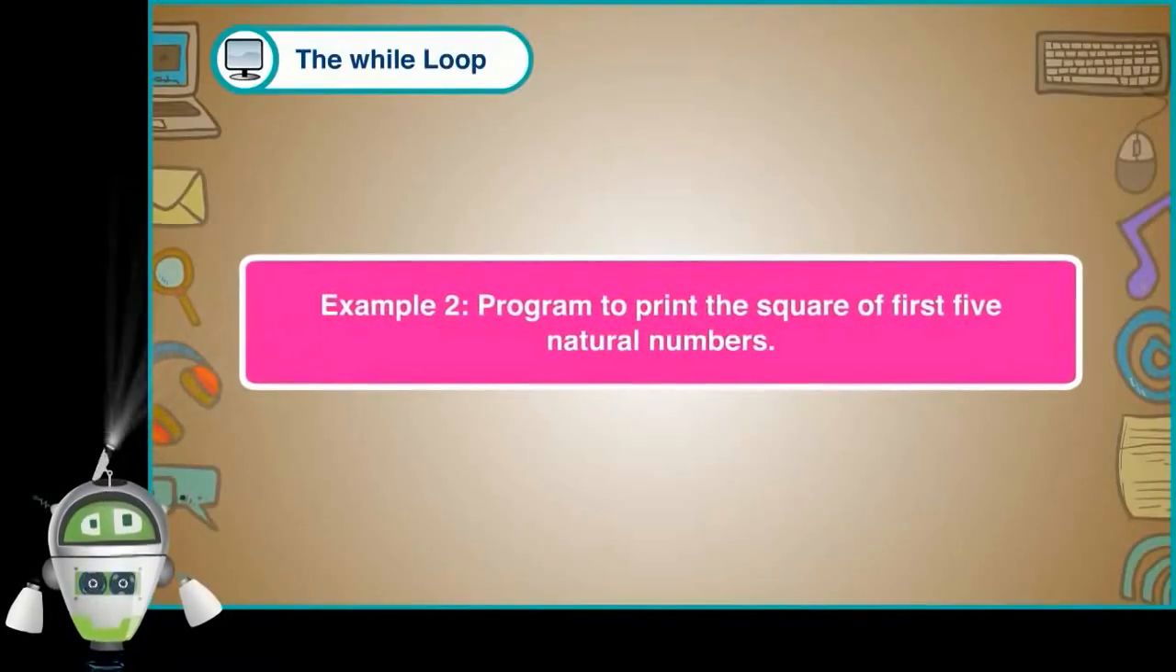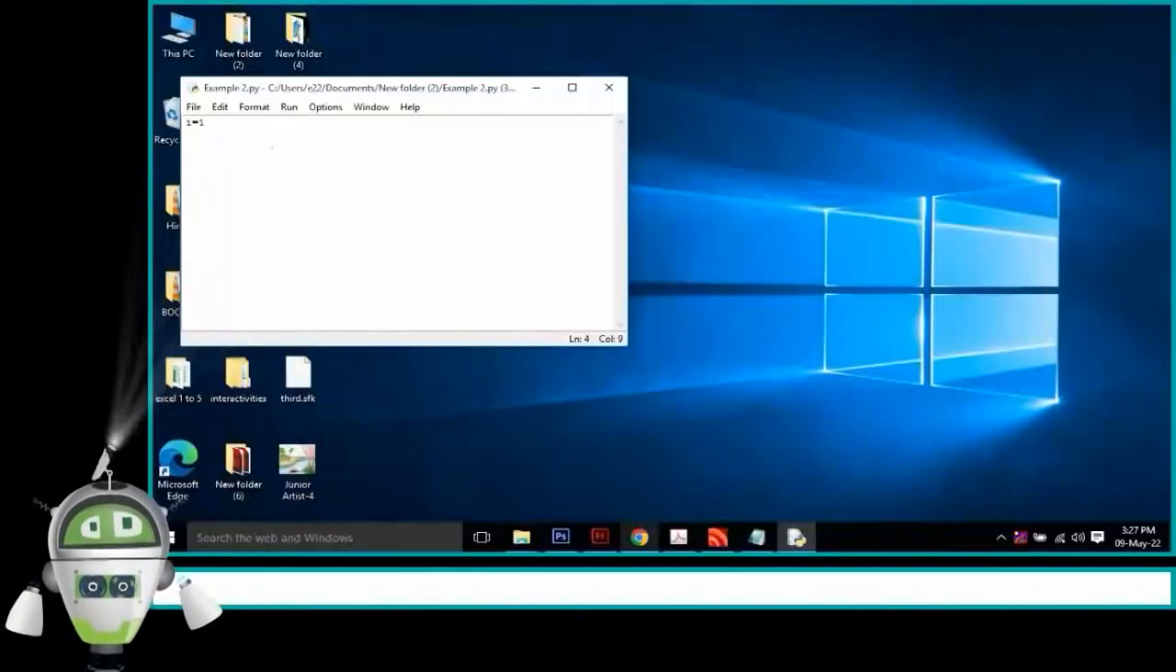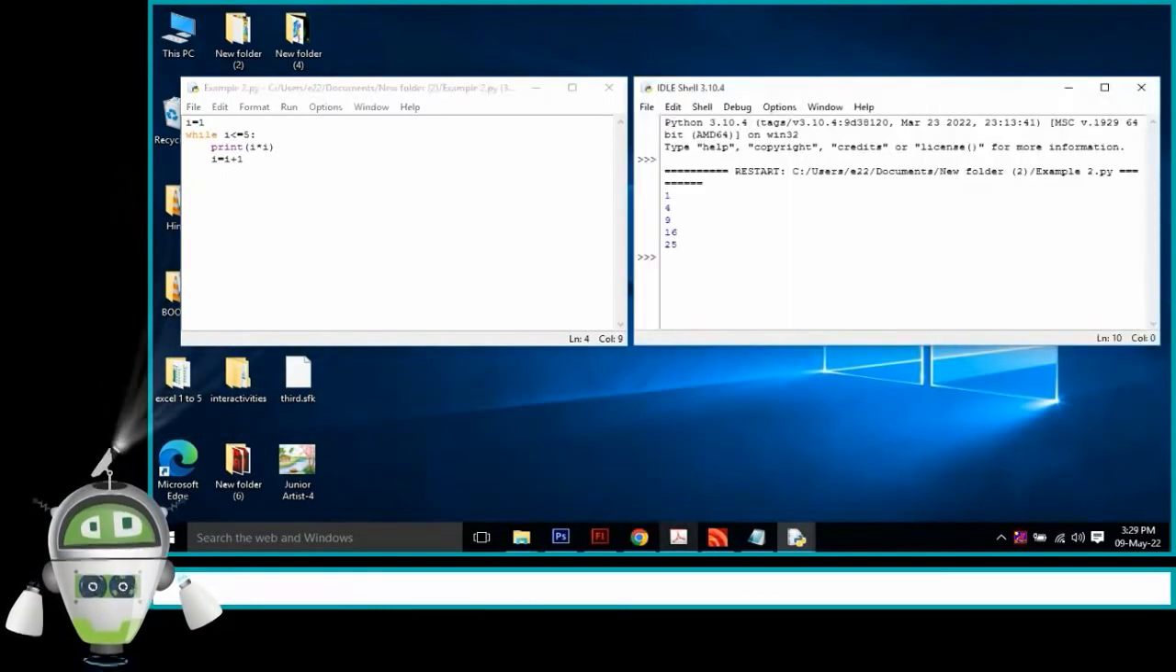Example 2. Program to print the square of first 5 natural numbers. i = 1, while i <= 5: print(i * i), i = i + 1. Output: 1, 4, 9, 16, 25.